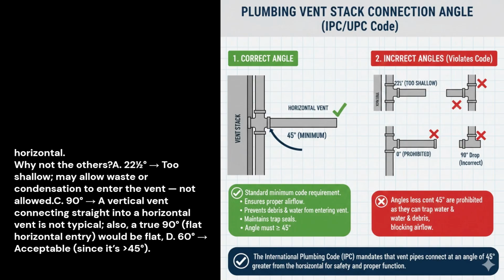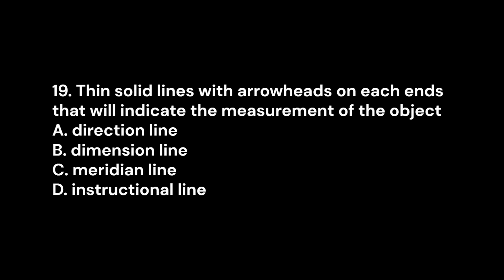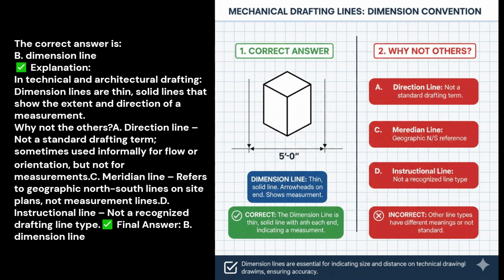Number 19. Thin solid lines with arrowheads on each end that will indicate the measurement of the object. A. Direction line. B. Dimension line. C. Meridian line. D. Instructional line. The correct answer is B.